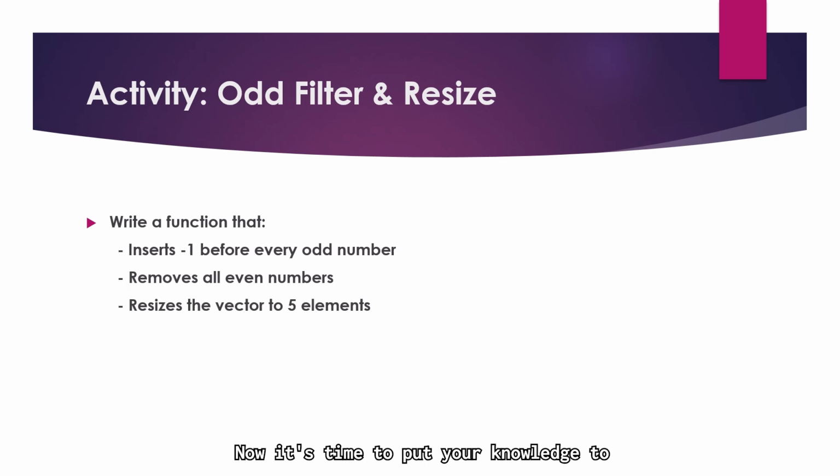Now it's time to put your knowledge to the test. Write a function that does three things. First, insert -1 before every odd number. Then remove all even numbers from the vector. Finally, resize the vector to only 5 elements. This exercise will help reinforce your understanding of how insert, erase, and resize interact, and how every operation affects both size and capacity.